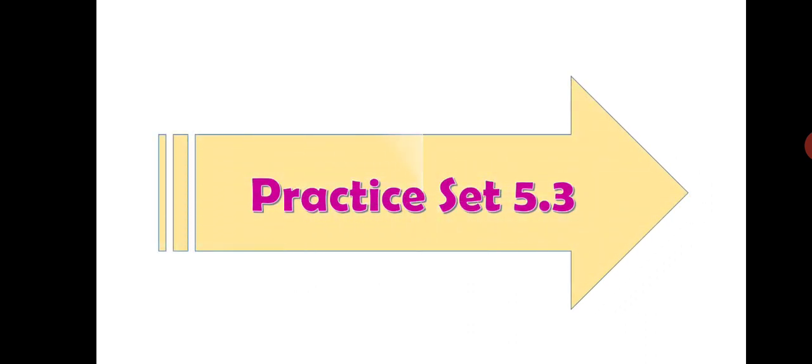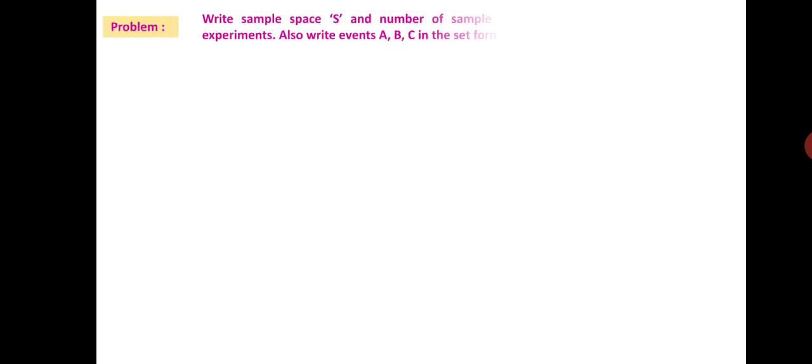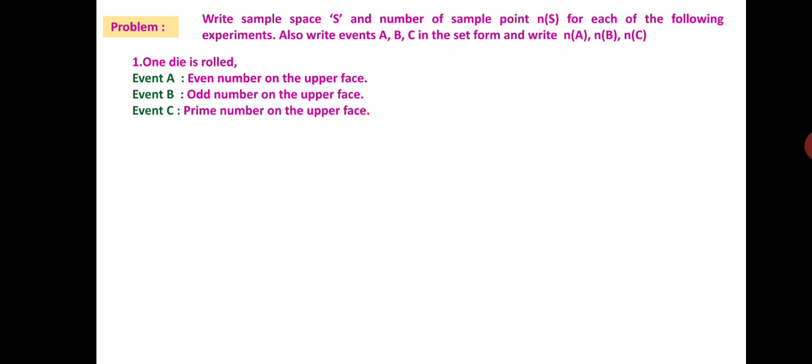Friends, let us discuss now practice set 5.3. Write sample space S and number of elements, and write n of A, n of B, n of C. Problem 1 now. One die is rolled. Event A is even number on the upper face. Event B is odd number on the upper face, and event C is prime number on the upper face. These three events we have to write in set form.